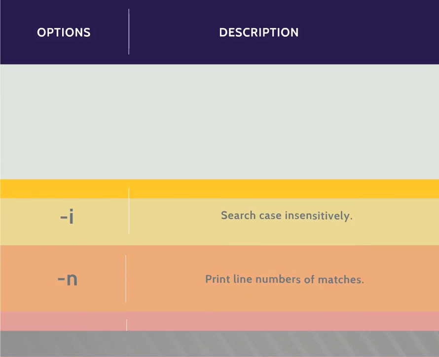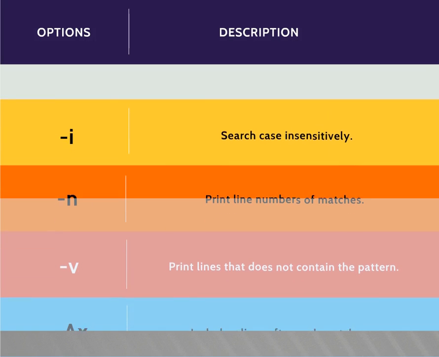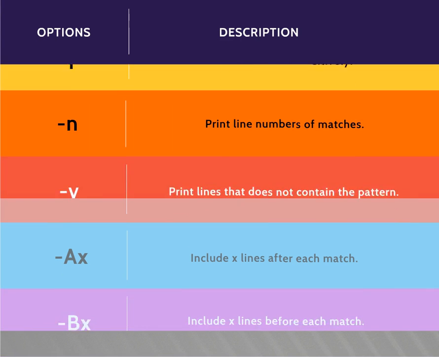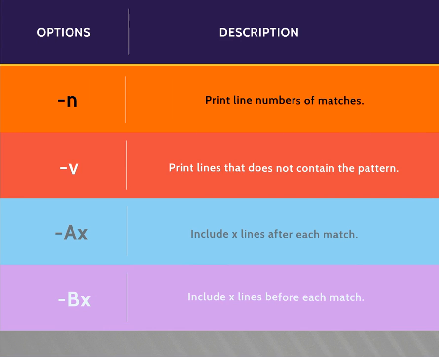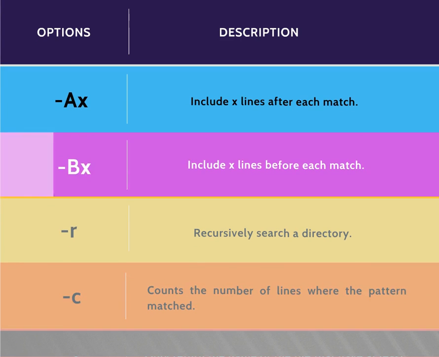Options: -i, search case insensitively. -n, print line numbers of matches. -v, print lines that do not contain the pattern. -A x, include x lines after each match. -B x, include x lines before each match.